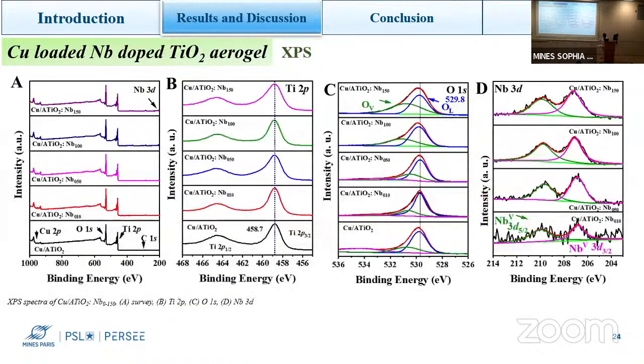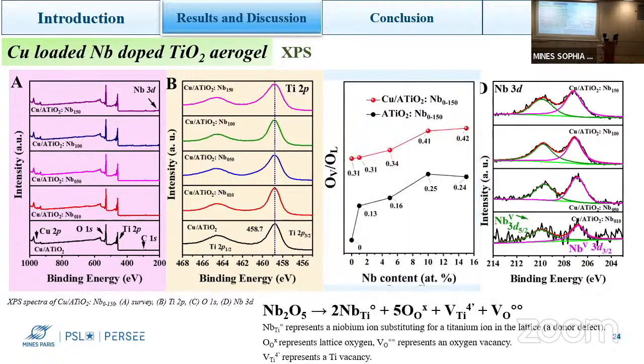And from XPS, from a survey we can see the different species, and the titanium remains stable. For the oxygen, we see oxygen lattice and oxygen vacancies. And then compared with copper on TiO2, looking at the ratio of vacancies to lattice oxygen, with copper and with niobium doping content increasing, the amount is increased, and still higher than the pure TiO2 sample. So this is also maybe due to copper loading, the oxygen vacancies are increased.